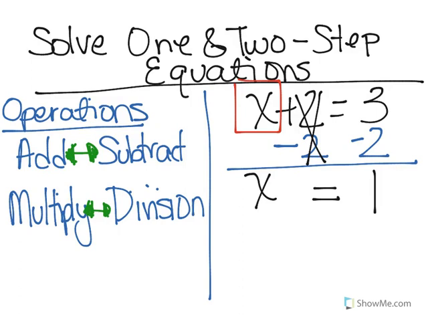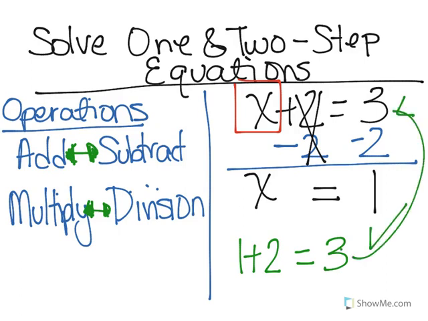Check my work. Plug it in. 1 plus 2 equals 3. And that's my answer, so I am correct. That's one-step equations.